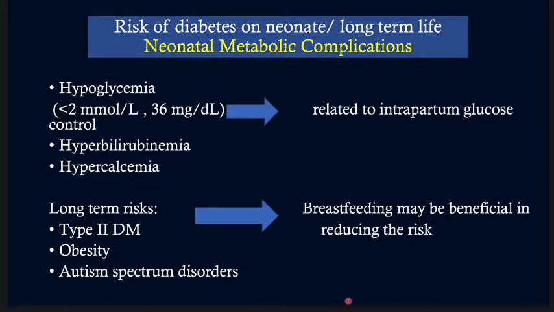And of course, they could have some electrolyte imbalance, like hyperbilirubinemia and hypocalcemia. The long-term effects are that these babies of diabetic mothers might develop type 2 diabetes, usually in childhood, and obesity, and there are some reports that it could genetically predispose them to develop autism spectrum disorders.